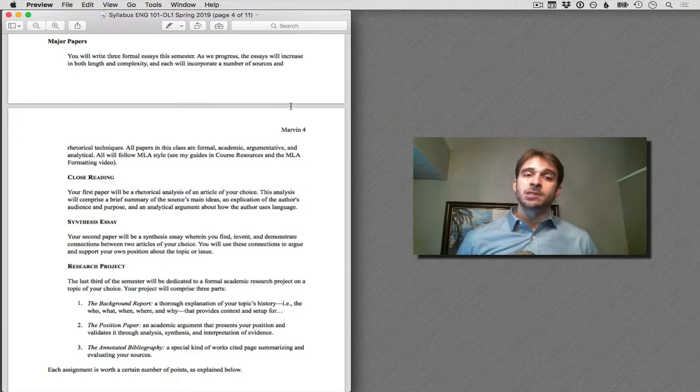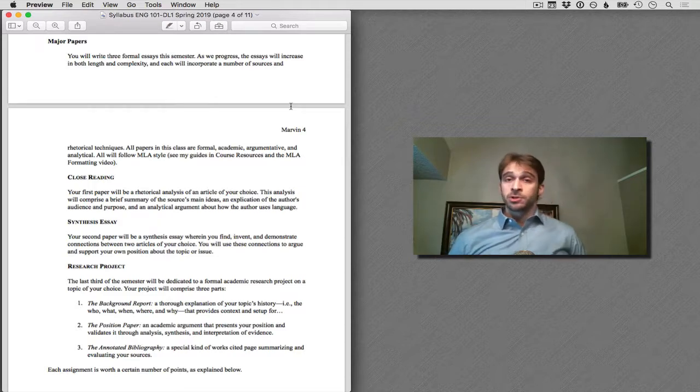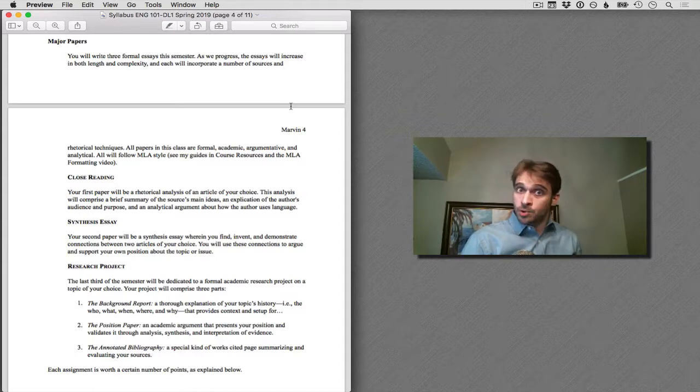All papers in this class are formal, academic, argumentative, and analytical. What that means is that you've probably written other papers in other classes, which is great because it helped you get to this point. However, the papers that you wrote in other classes are probably unlike the papers that you're going to do now in this new course, new kinds of writing.